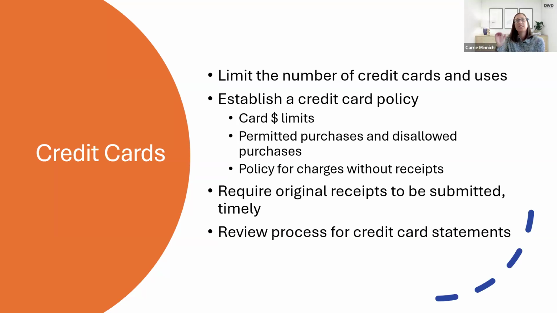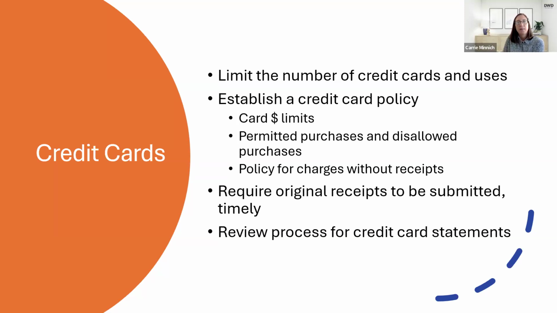There should be a policy as to then that person needs to remit those receipts to the organization within a certain time frame. Those receipts should then be reconciled to the credit card statement. That credit card statement then needs to be reconciled to the general ledger. Again, that's the second piece of that. So that way we make sure that we're recording all of the transactions that hit the credit card.